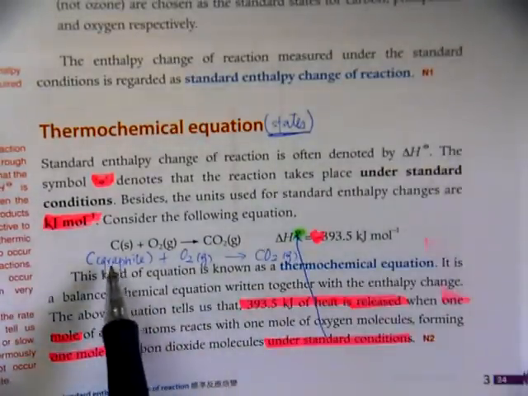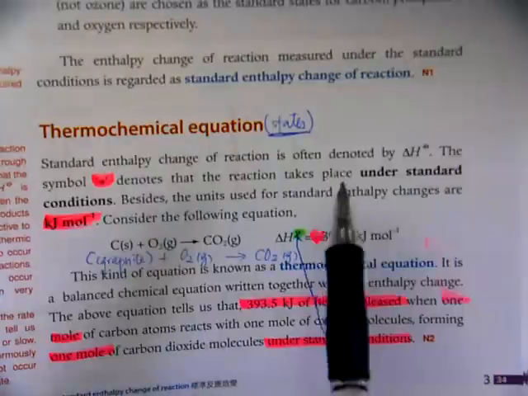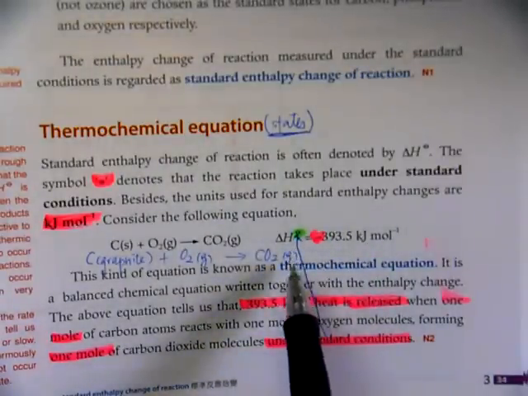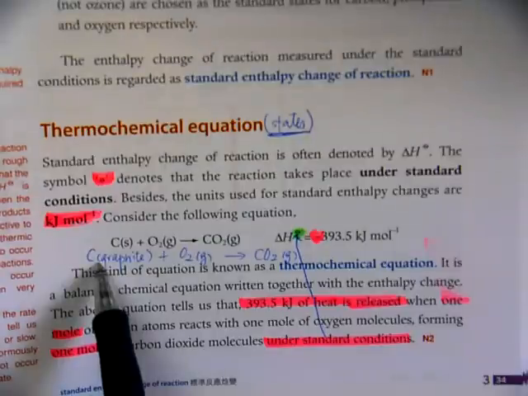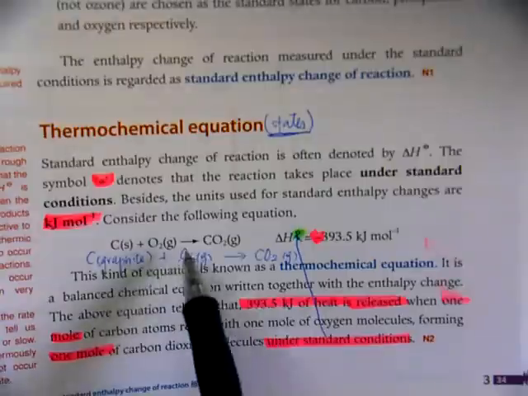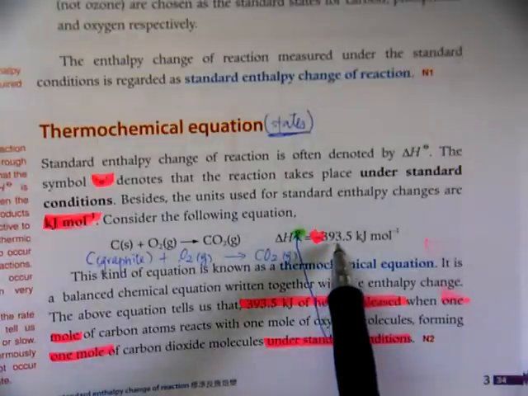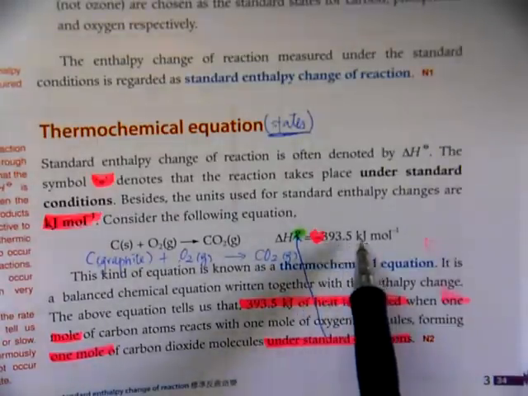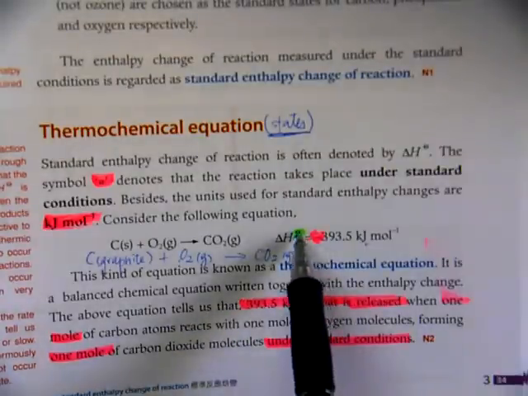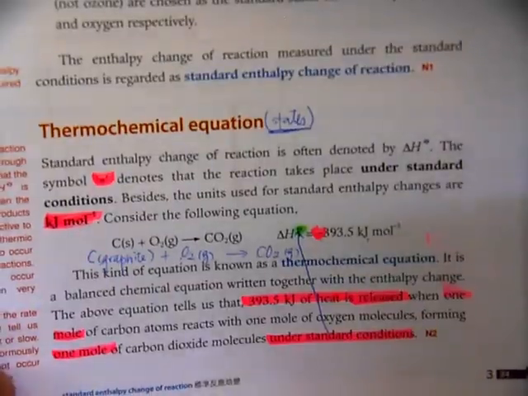Now, let's repeat. This is a thermochemical equation. States are very important. By looking at this equation, what do we know? That is, when 1 mole of carbon graphite reacts with 1 mole of oxygen to form 1 mole of carbon dioxide, 393.5 kilojoule of heat is released under standard conditions. Now, please repeat what I have said, okay?